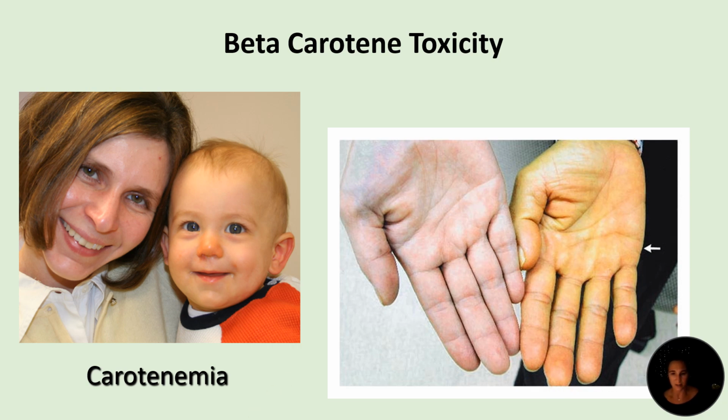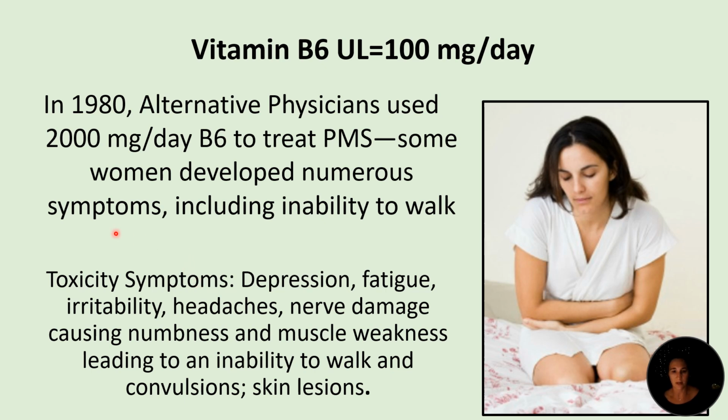Now there are cases where exceeding the UL can have very dangerous effects. So in the early 1980s, alternative physicians used 2,000 milligrams a day of vitamin B6 to treat PMS, premenstrual syndrome. And what happened was the women who were taking these supplements developed a lot of symptoms that were pretty negative, including the inability to walk.